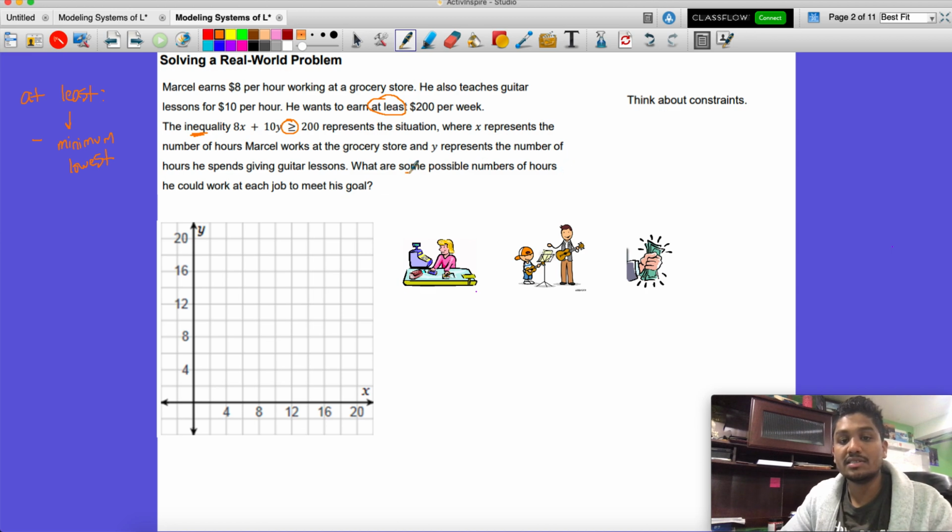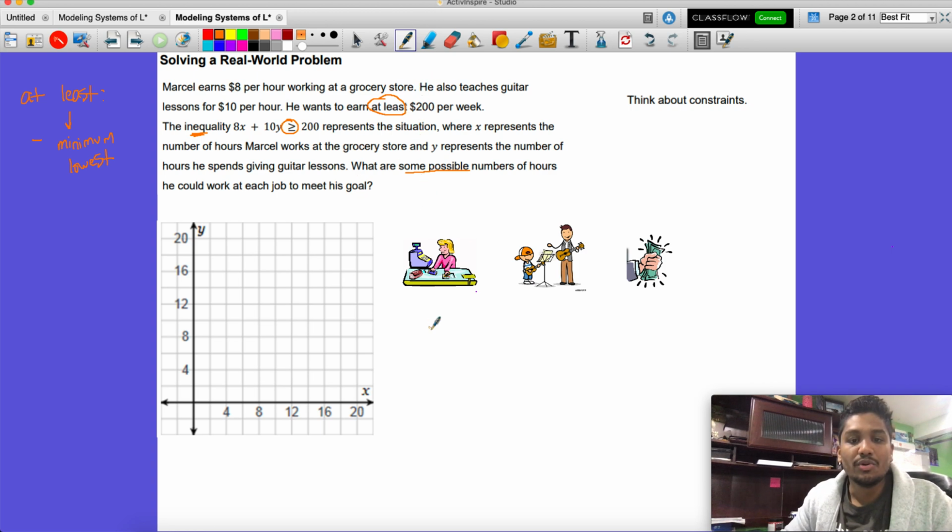So what are some possible numbers of hours? Notice here it says some possible numbers, meaning it's not just one set answer. Maybe he can work a certain number of hours here and a certain number of hours there to meet his goal, and maybe he can change it up. Maybe some weeks he works more hours at the grocery store and less giving guitar lessons. Or maybe he thinks, I make more with guitar lessons, so let me work as much as I can with the guitar and leave the rest for the grocery store. So it's changing every week. What are some possible numbers of hours he could work at each job to meet his goal?